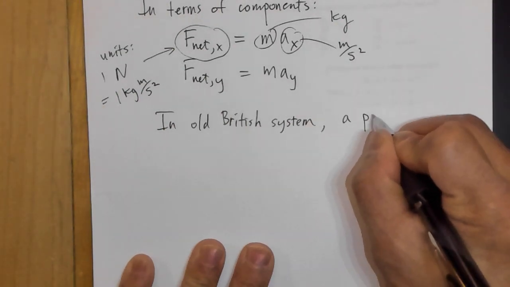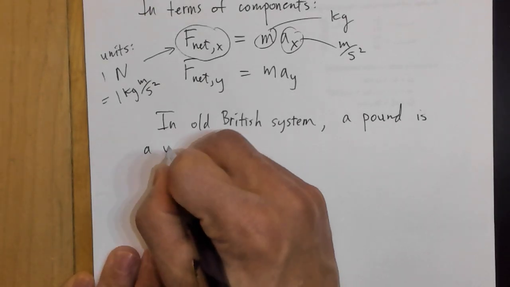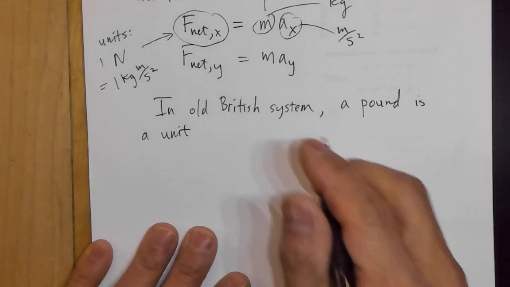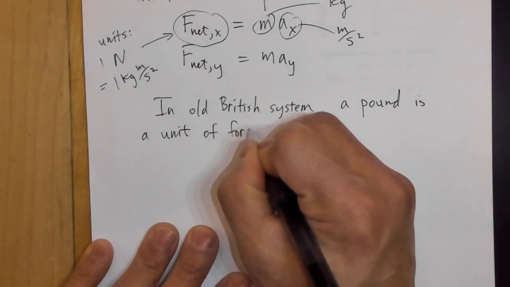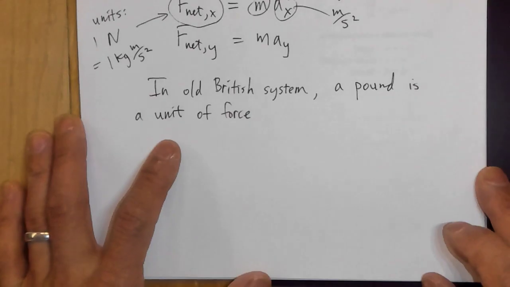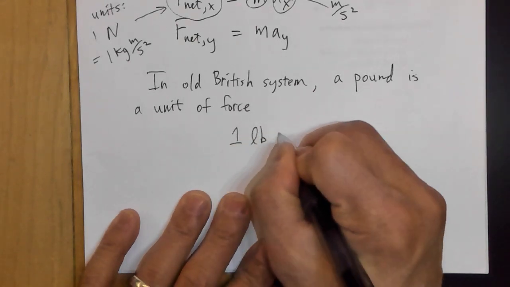A pound is a unit. It's not a unit of mass, though. It's a unit of force. So when you talk about how many pounds you weigh, that's talking about the force. And this is a unit of force, 1 pound, 1 lb.